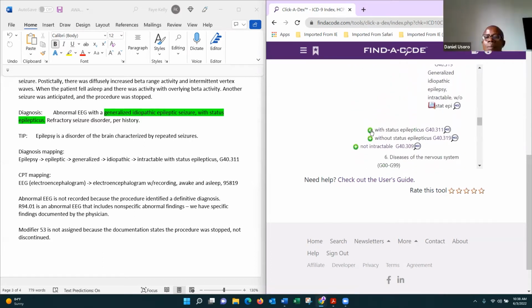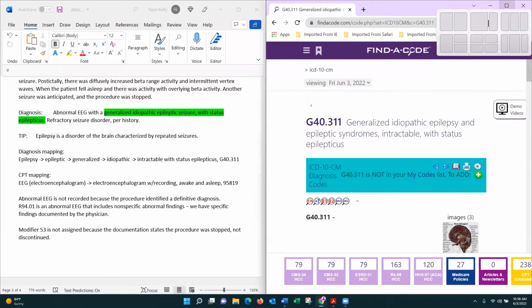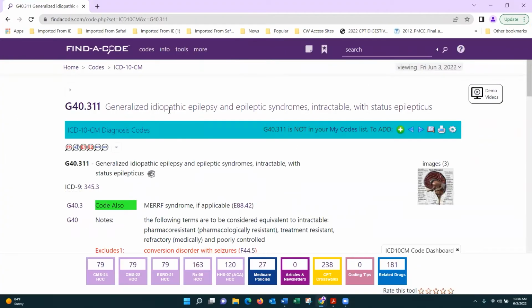All right, here's where I want to get. I'm going to broaden this out. Generalized idiopathic epilepsy and epileptic syndromes, intractable with status epilepticus. And I think Amara, not sure, did you get this code, Amara?